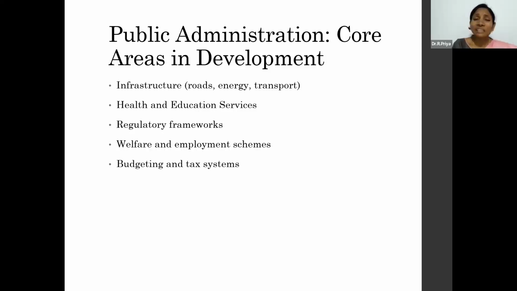So in this slide, the conclusion is public administration touches every part of development, even from road to school, right, from welfare to revenue. So its effective functioning ensures economic growth is broad based, inclusive, and sustainable.